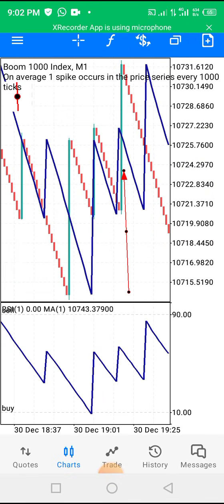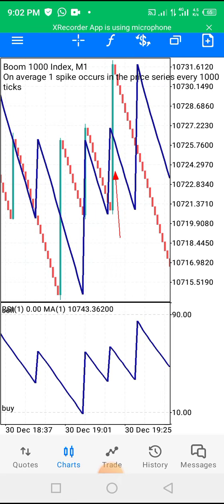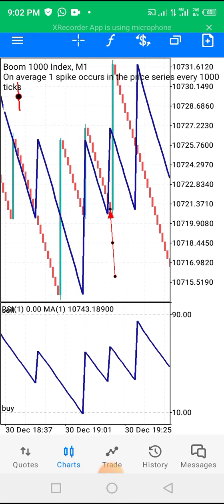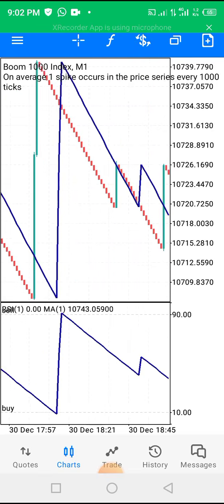This is why I said you have to wait for the candlestick to cross the blue line perfectly. After it crosses, you don't have to open the position immediately. You have to wait for at least 2 minutes before you can make it. As you can see, it was just one candlestick here, and there was a spike. This didn't cross, and there was a spike.